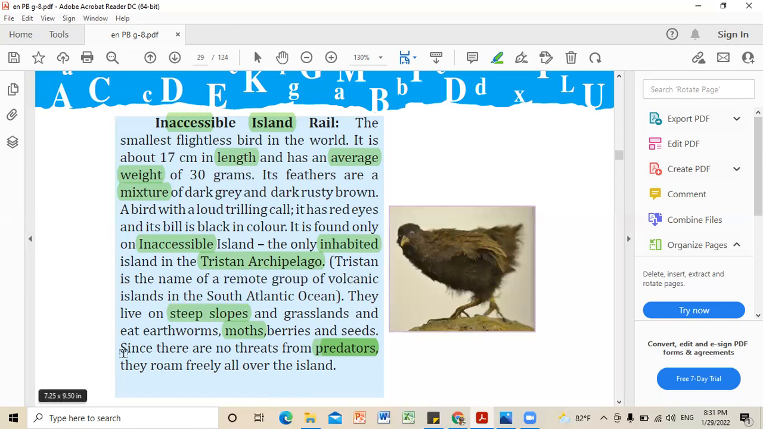And the last one, since there are no threats from predators, they roam freely all over the island. Right? So what do we mean by predators? Predators කියන්නේ විලෝපිකයන් කියලා කියනවා.